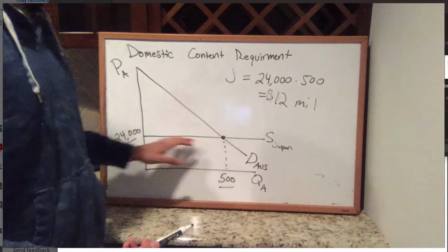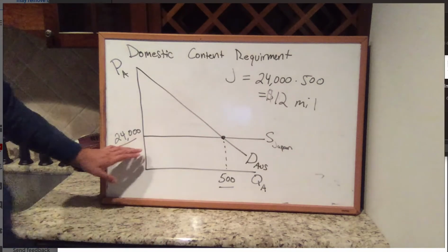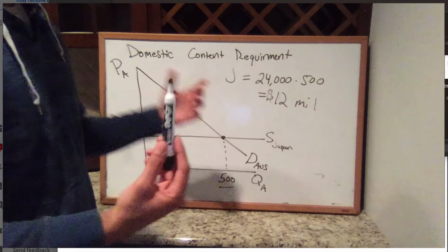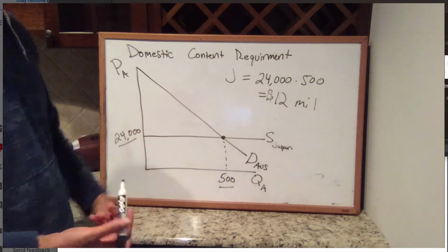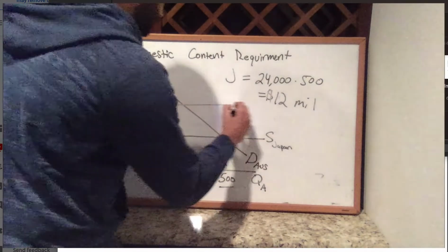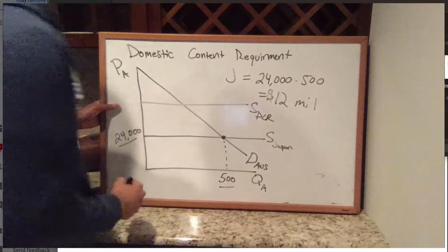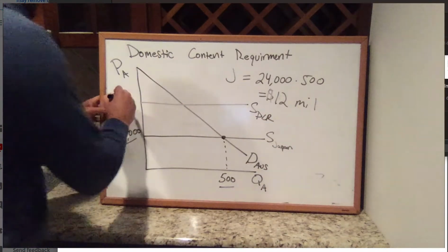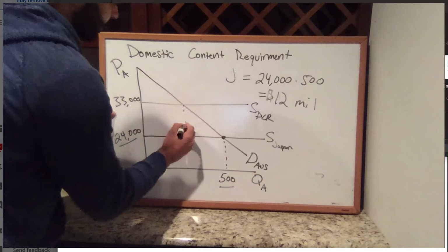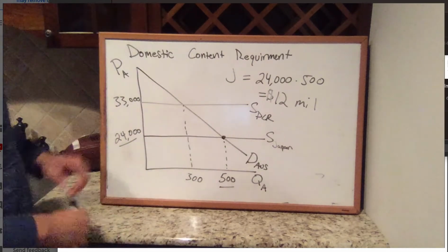Originally, these are Japanese resources. It's much more efficient, and we sell at a lower price and demand more. Now, because we're using Australian resources, in our example we're assuming it's much more expensive. So our new supply, the supply with our DCR, the price is going to be $33,000, and what we're going to demand is 300.